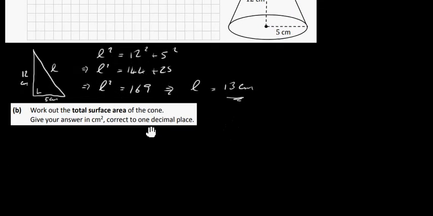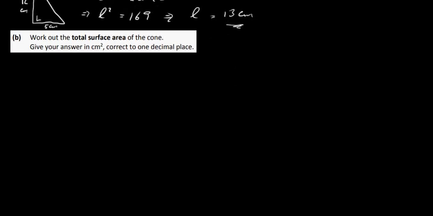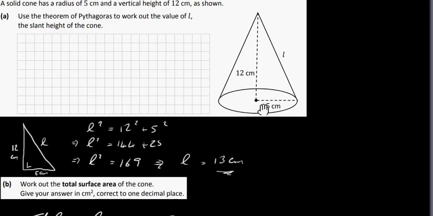Next part of the question just asks us to work out the total surface area of the cone. Give your answer in centimeters squared, correct to one decimal place. So the total surface area of a cone, let me just write that down first. The total surface area of a cone is going to be the area of the base, which is a circle, plus the curved surface area, which is this area around here.